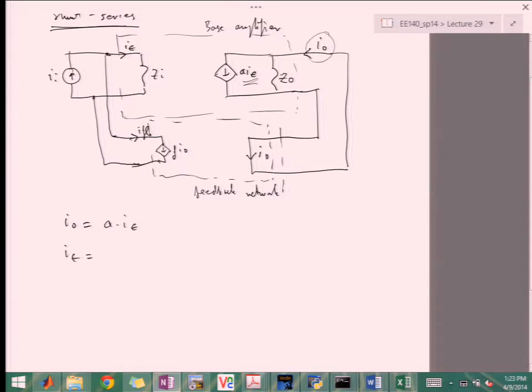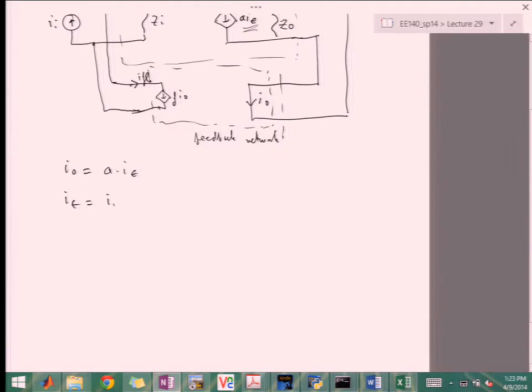And then again, I error is II minus I feedback, which is II minus FIO. And again, II is AF I error. And so we get that I error is II over 1 plus AF, or II over 1 plus T.